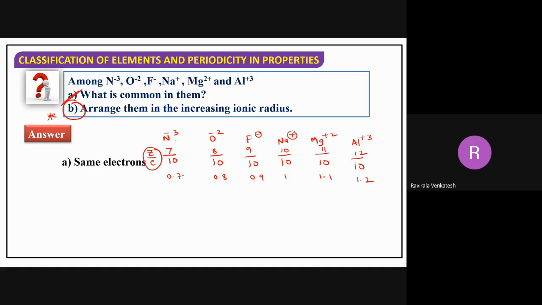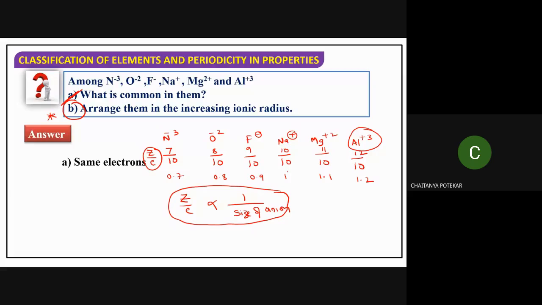So what will the Z/E ratio be? For nitrogen it came 0.7, and for aluminum it came 1.2. Now what I am writing is very simple: Z/E ratio is inversely proportional to the size of the ion. I am writing this whether it is cation or anion. Z/E ratio is inversely proportional. Now tell me, which is having the higher Z/E ratio? Aluminium plus 3. Size of ion, ion only, in order.